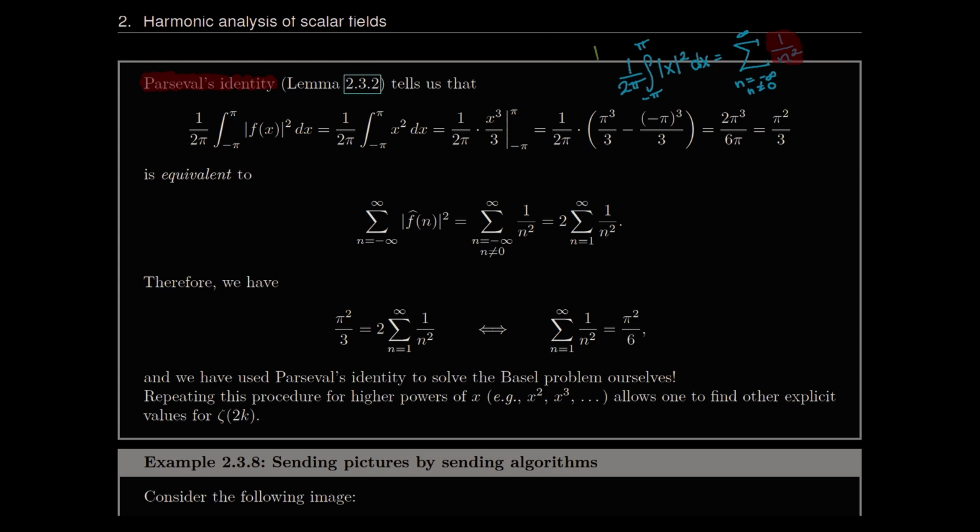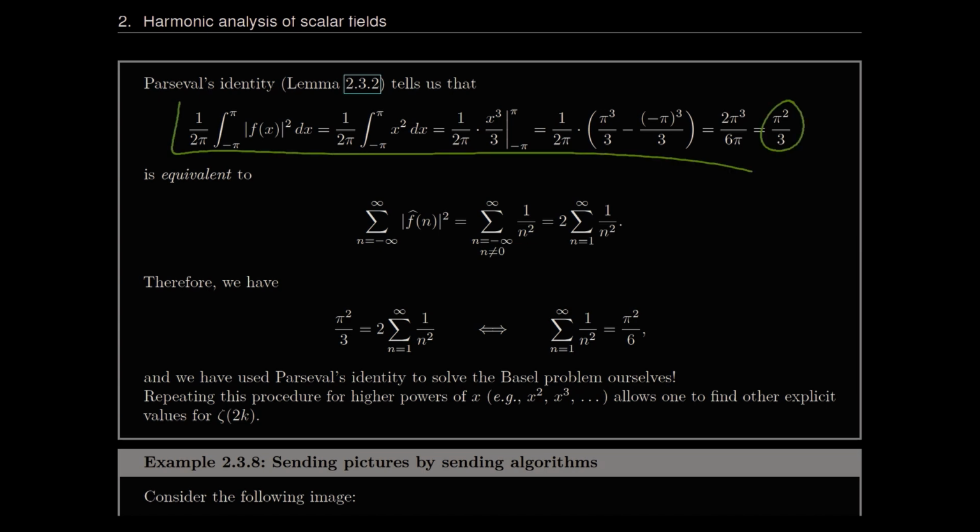So what am I going to do? I'm going to calculate each side individually, but I don't know this. The question is, what is the right-hand side? I know the left-hand side. All of you could do the left-hand side in Calculus 1. You go through it, you get pi squared over 3.